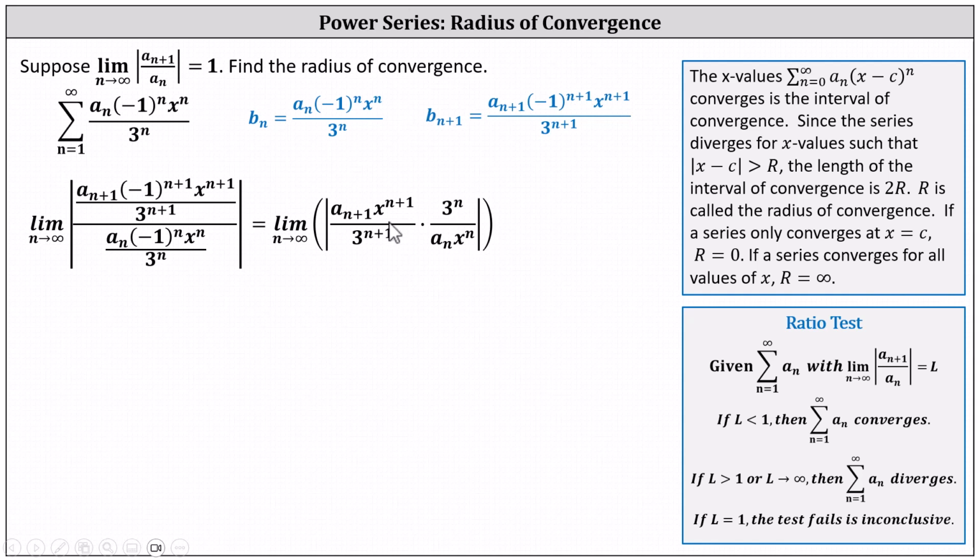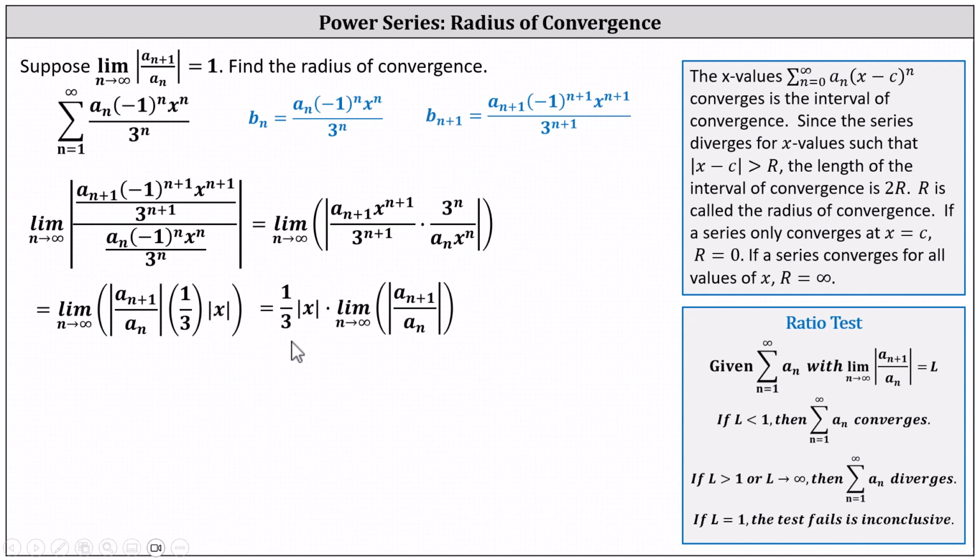And now looking at the bases of x, x to the power of n plus 1 divided by x to the power of n simplifies to 1 factor of x, which would be in the numerator. This indicates we can write the given limit as the limit as n approaches infinity of the product of the absolute value of the quotient of a sub n plus 1 and a sub n, and 1/3 and the absolute value of x. If we want to, we can factor out the 1/3 times the absolute value of x and write this as 1/3 times the absolute value of x times the limit. Notice this is the given limit, which we know equals 1, and therefore our final limit is equal to 1/3 times the absolute value of x.